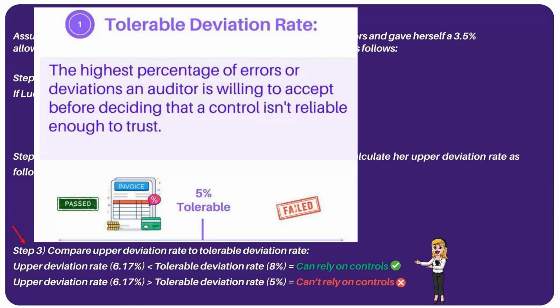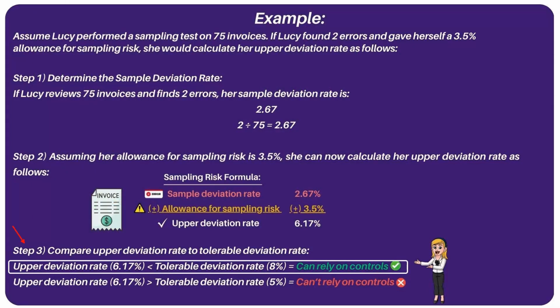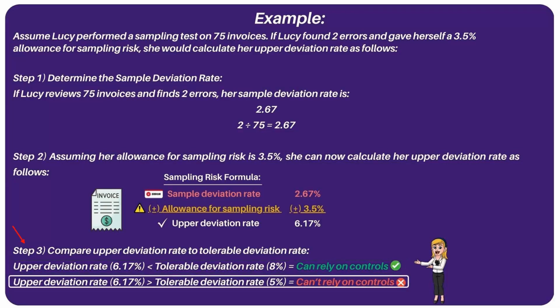Think of the tolerable deviation rate as the highest error rate that she's okay with before deciding this control doesn't work. So if the upper deviation rate is less than the tolerable deviation rate, that means that the control is working well enough for her. Whereas if the upper deviation rate is greater than the tolerable rate, that'll tell her that the control isn't reliable and Lucy can't trust it and will need to do more audit work.